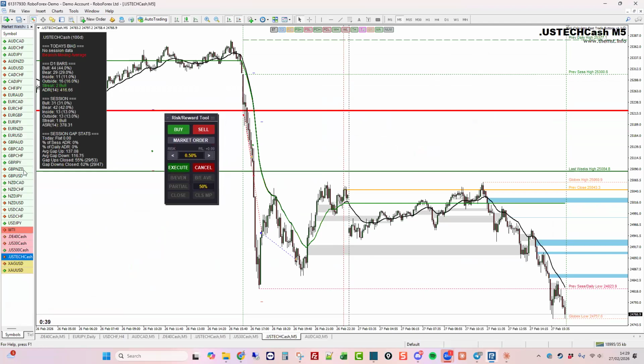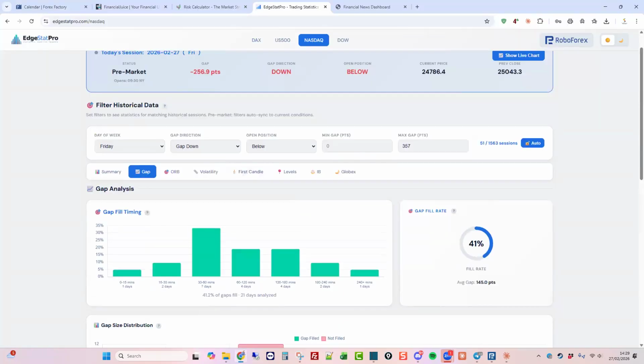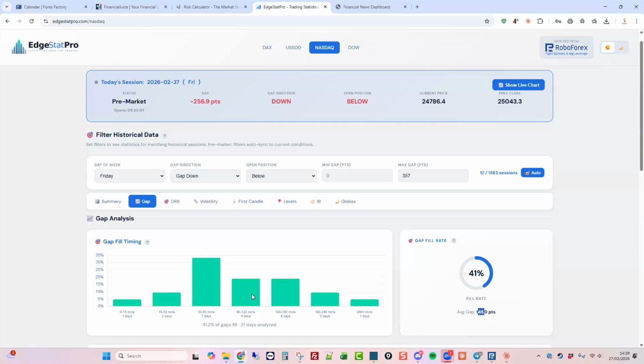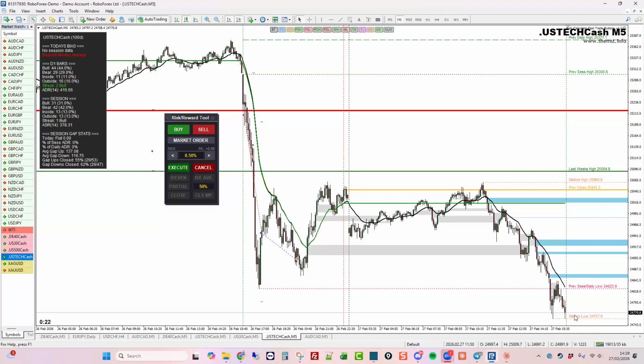we have got the previous close here. So at the open, you could say there's a 41% chance. The average gap is 145. Bear in mind, we are double that pretty much. So there is a 41% chance of that getting done today.